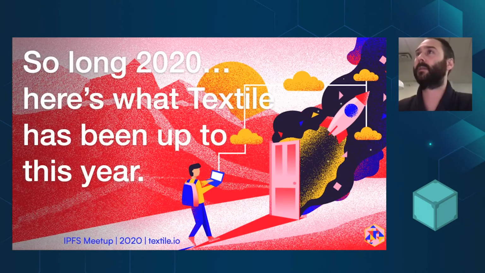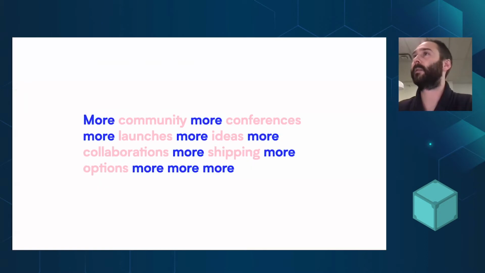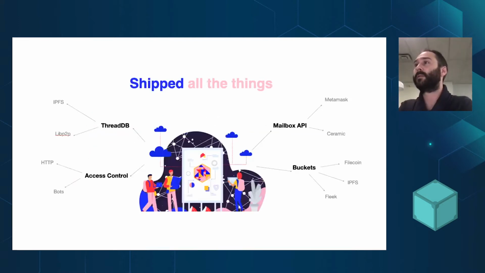So in putting this together, we realized that we really don't have enough time to get through all the stuff that happened this year. At the beginning of the year, we set out pretty broad goals of more time on community initiatives, more conferences, more launches, more ideas, more collaborators, more collaborations, shipping more stuff. We spent a lot of time focused on shipping new products, and it's kind of amazing all the stuff that we got done. So we kind of shipped all the things this year.